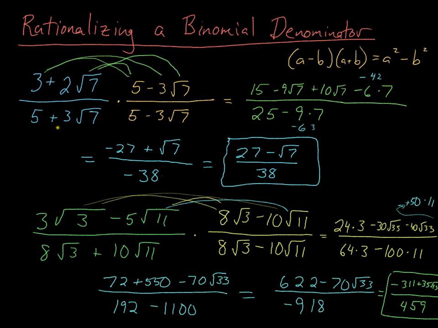The main thing is just remember to multiply by the conjugate, that's what it's called, but just the same thing with the sign switched. On top you FOIL, combine like terms. On bottom you have to do difference of squares. And that's all there is to it.